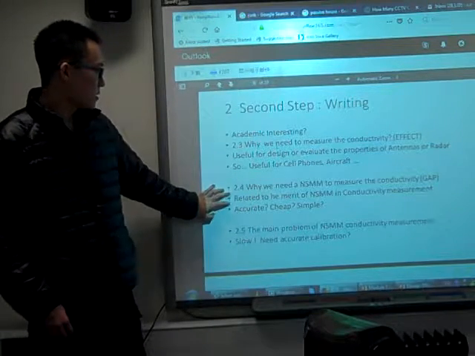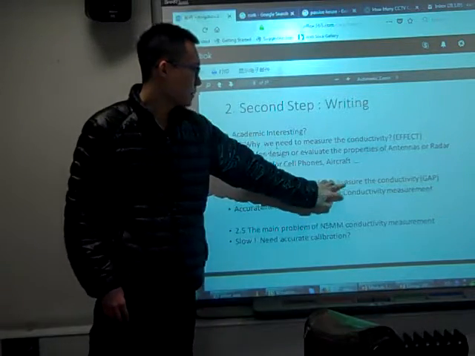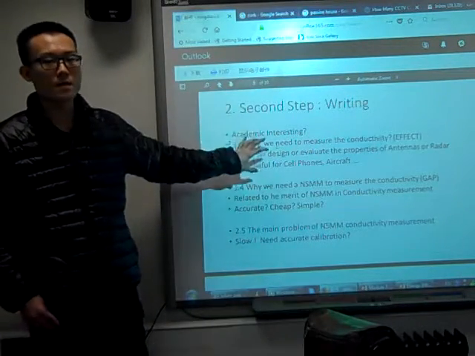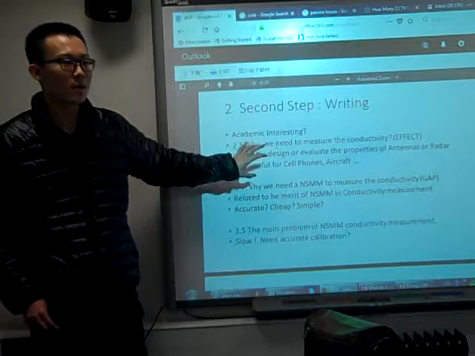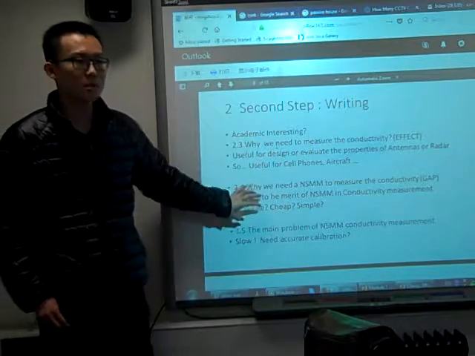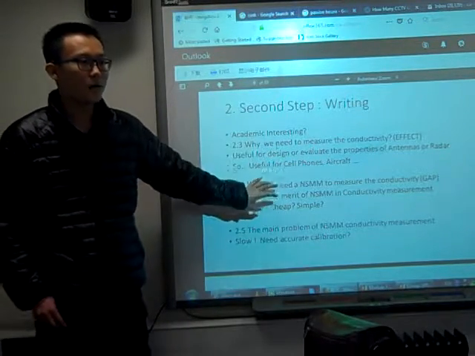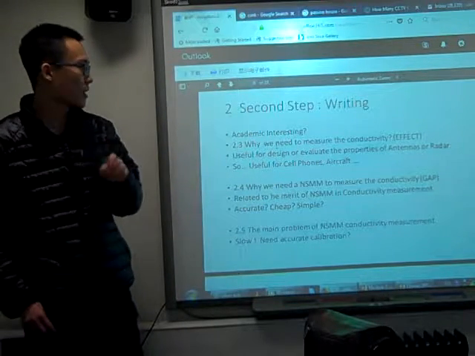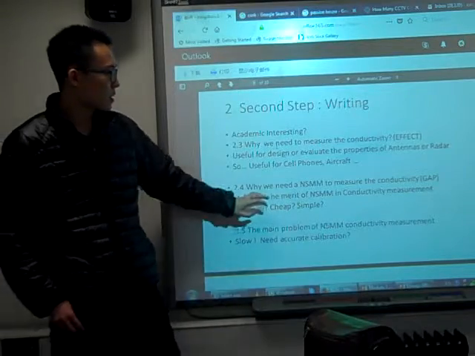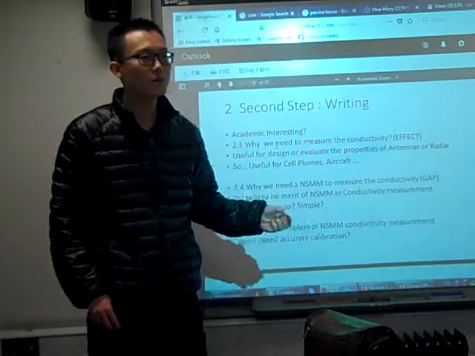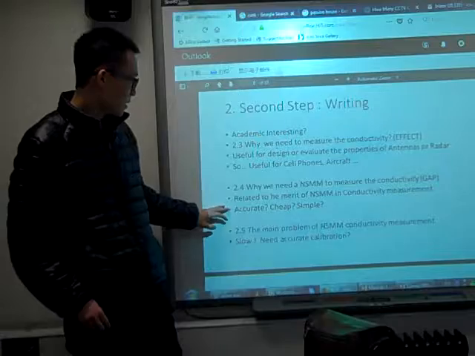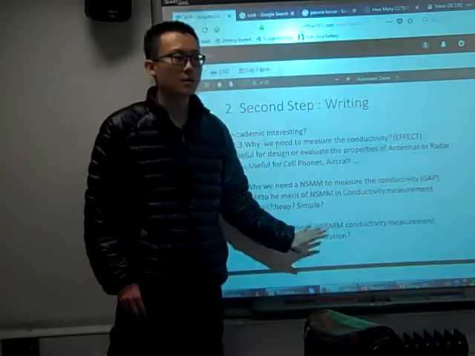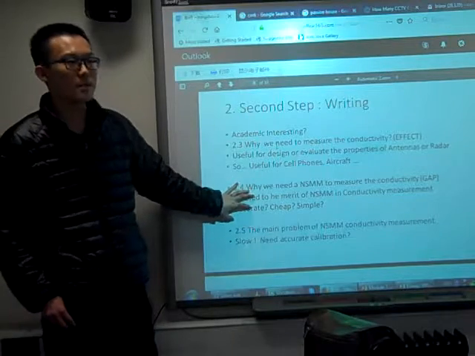And the second is why we need an NSMM to measure the conductivity. Once I prove that conductivity measurement is important, it can be focused more on why I choose NSMM to measure the conductivity. Maybe there is a gap. Maybe this is a new field, and maybe it is more accurate, maybe it's cheaper, maybe it's simpler. So I think this is more important.